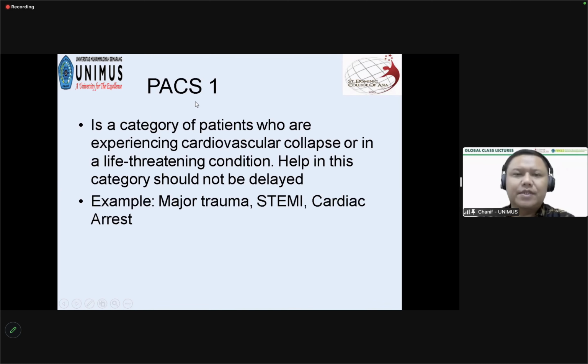For PACS 1, it is for patients who are experiencing cardiovascular collapse or in a life-threatening condition. Help in this category should not be delayed. We give intervention immediately. For example, patients with major trauma, ST elevation myocardial infarction, and cardiac arrest. For these conditions, we should give life-saving intervention that cannot be delayed. That is PACS 1.